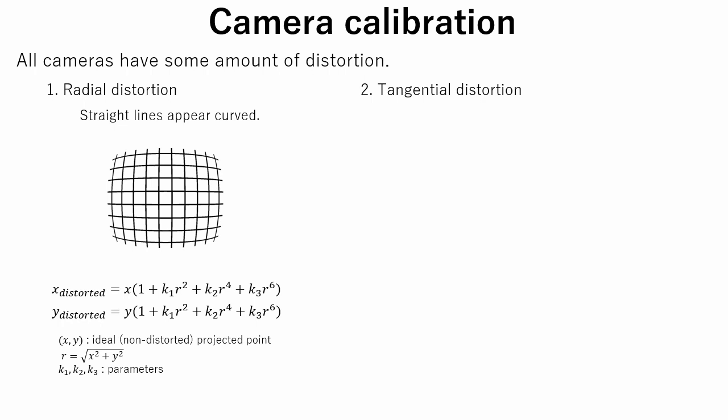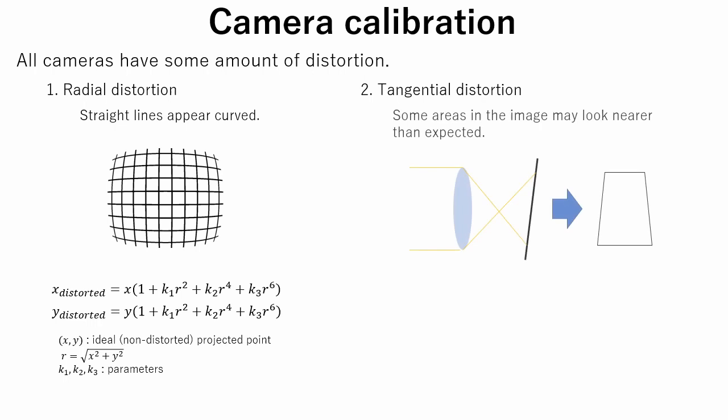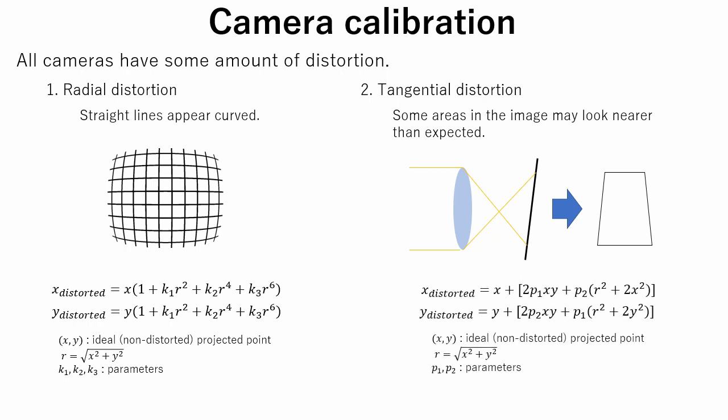One of the models most often used to describe distortion is the polynomial model. Here, x and y are ideal projected points. K1, K2, K3 are parameters defining distortion. Tangential distortion occurs because the image-taking lenses are not aligned perfectly parallel to the imaging plane due to imperfect centering and other manufacturing defects. So, some areas in the image may look nearer than expected. Parameters P1 and P2 define tangential distortion. So, in camera calibration, we need to find these five distortion coefficients.